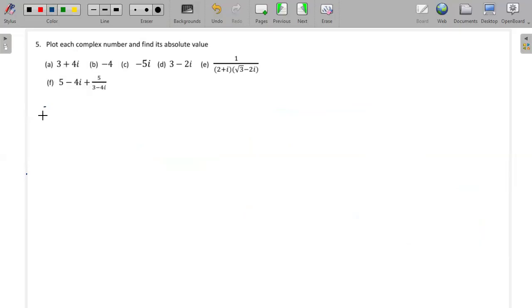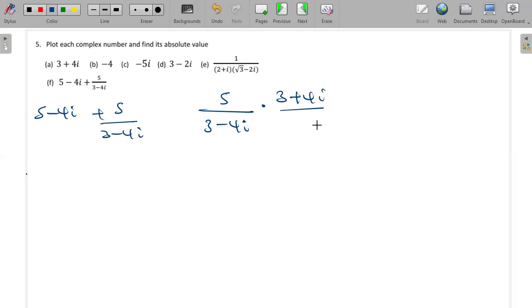So you have 5 minus 4i, then plus the 5 over 3 minus 4i. We just consider first the 3 minus 4i, and I rationalize this, and I'll just come and add it to that. So rationalizing, I multiply by the conjugate, that's going to be 3 plus 4i over 3 plus 4i.